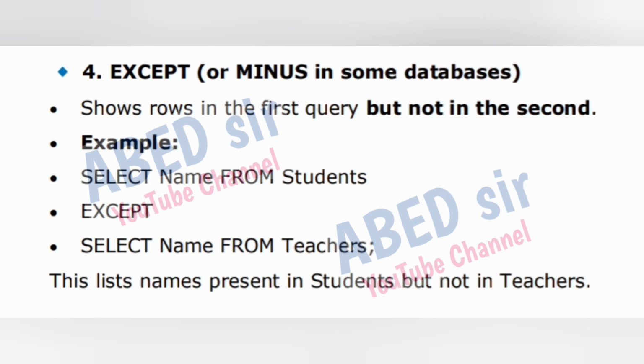4. Except, or minus in some databases. Shows rows in the first query but not in the second. Example. Select name from students. Except. Select name from teachers. This lists names present in students but not in teachers.